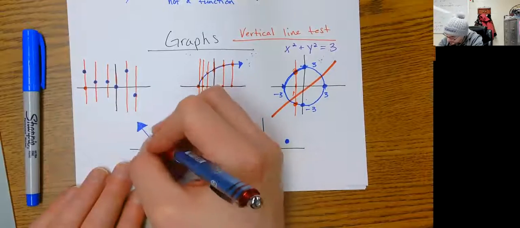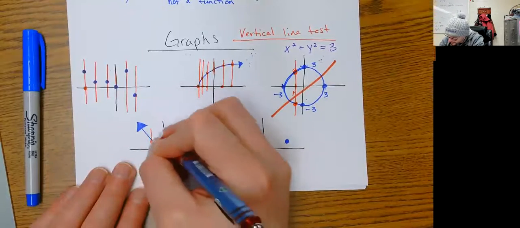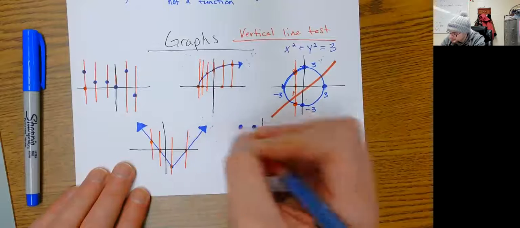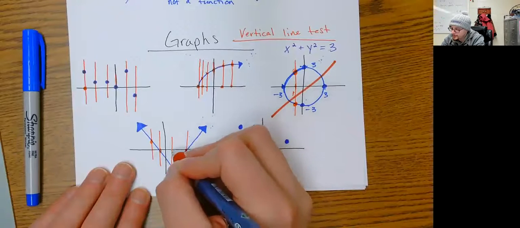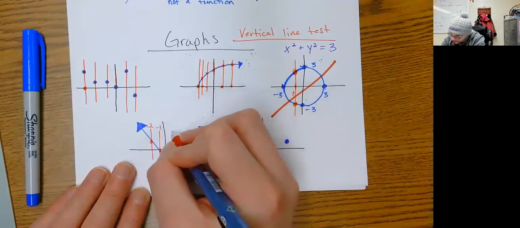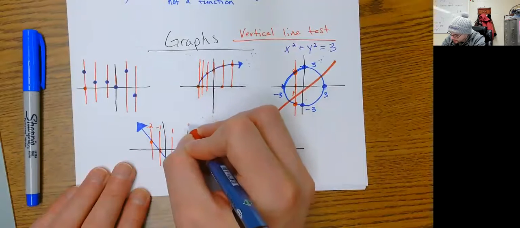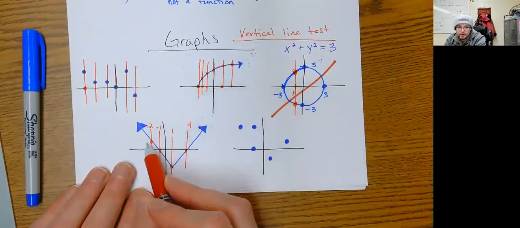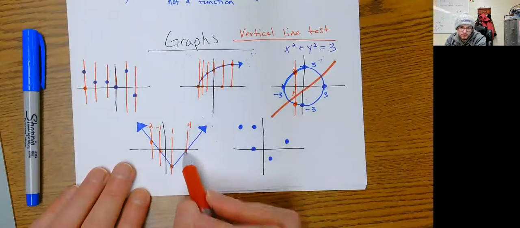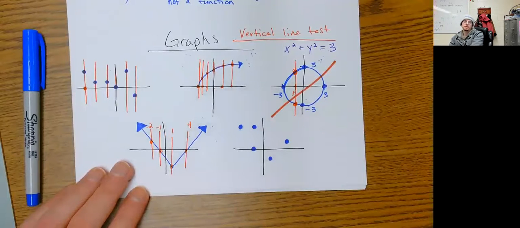This next one, draw a vertical line, crosses once, vertical line, crosses once. For every x value you plug in, like let's say this x value is -2, this x value is -1, this x value is 1, this x value is 4, you get 1 output, 1 output, 1 output, 1 output. So that one's a function.